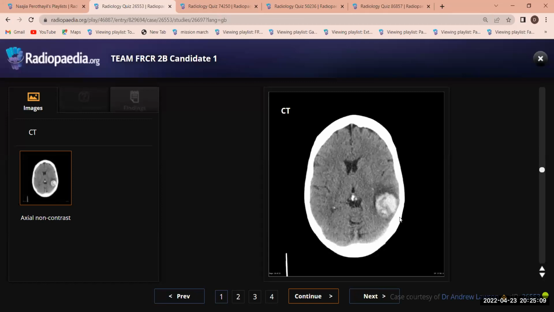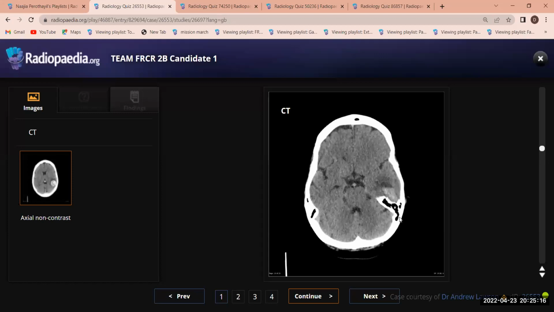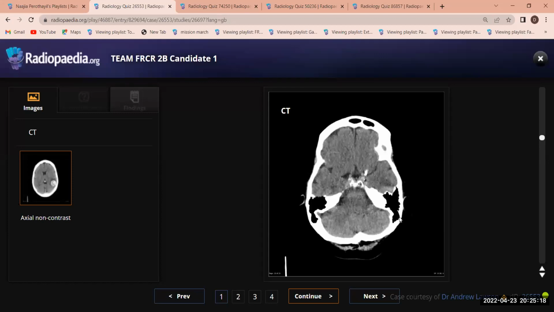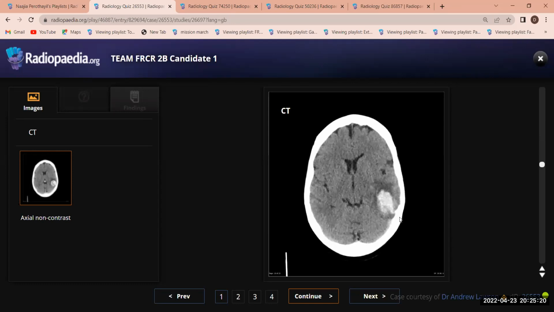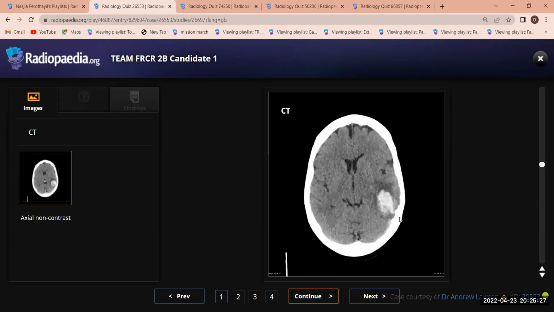My differential could be, this could be a hemorrhage within a neoplasm, and it doesn't give the appearance of an infarction. I'm more concerned about hemorrhage from an underlying AVM or vascular malformation, or it's a neoplastic lesion which has bled. And then this patient needs MRI for further evaluation.